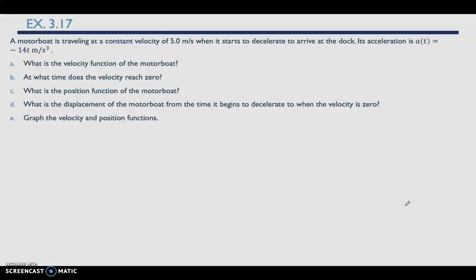All right, so now we're going to look at our final example here, example 3.17. It states a motorboat is traveling at a constant velocity of 5 meters per second when it starts to decelerate to arrive at the dock. Its acceleration is described here. So it equals negative, this should be 1/4. So I'm going to write that again. Our acceleration with respect to time is negative 1/4 t. Okay?